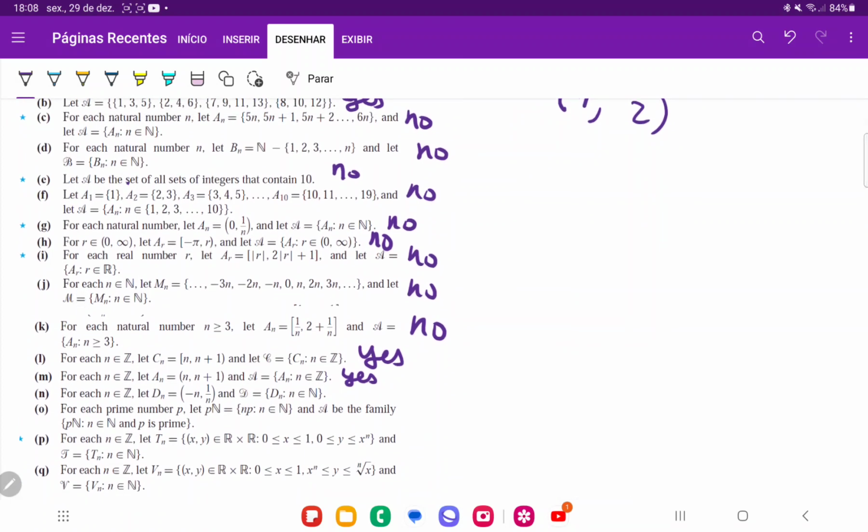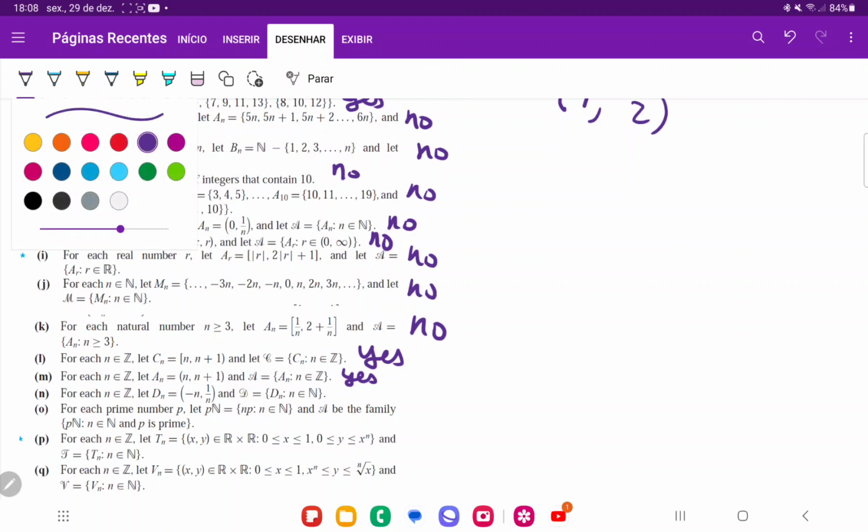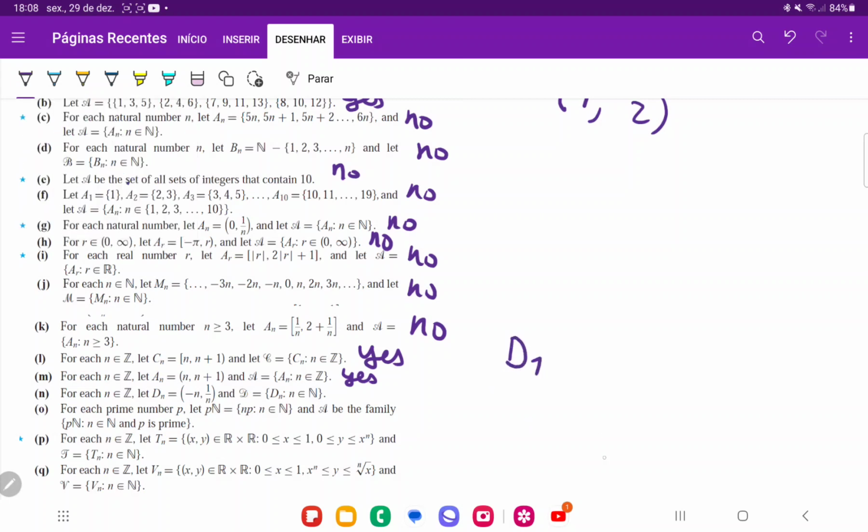Let's do item N. An example here would be D1. For this one here, D1, it begins at -1 and then goes to 1/1. And then D2, it begins at -2 and then it goes to 1/2. And we can see that these are not pairwise disjoint because we have 0 that is in the middle of these. 0 is included in D1 and D2, among other values. So that is going to be a no.